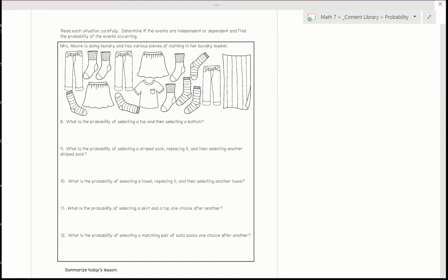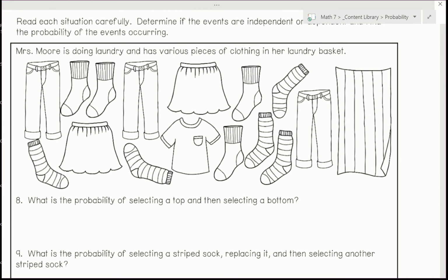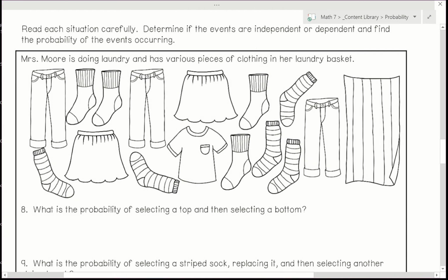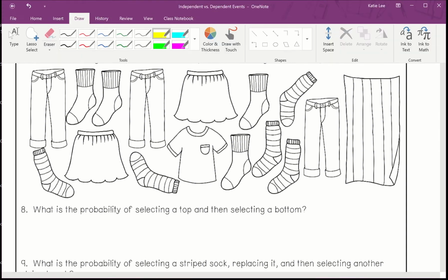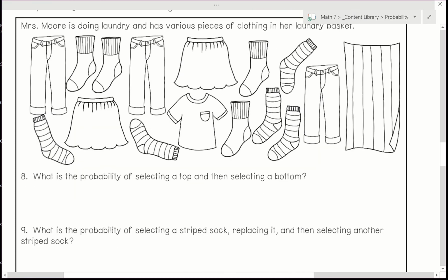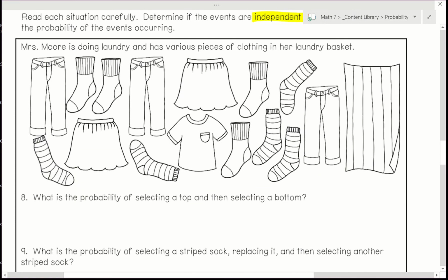Okay, guys, so let's go to this. Mrs. Moore is doing laundry and has various pieces of clothing in her laundry basket. So we're going to need to read the situations, determine if they are independent or dependent, and find the probability of the events occurring. So independent or dependent. Let's look at that first, okay? So what's the probability of selecting a top and then a bottom? So it doesn't say replacement, so this is without replacement.